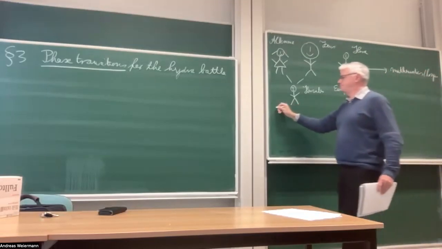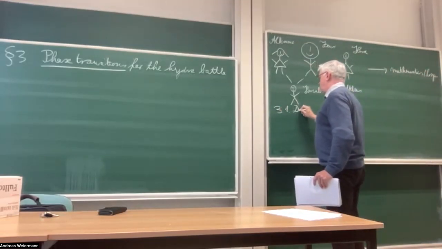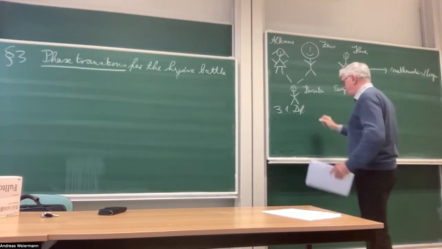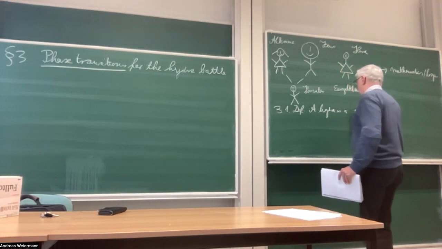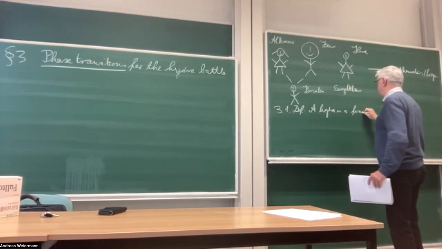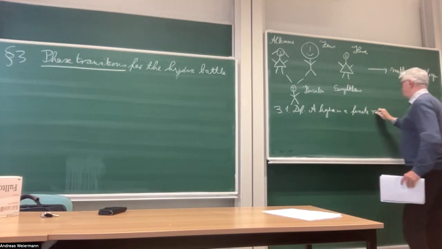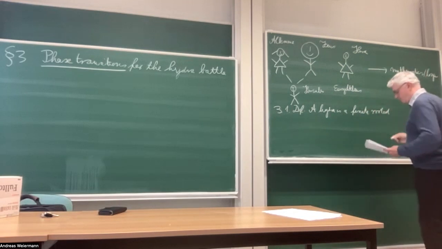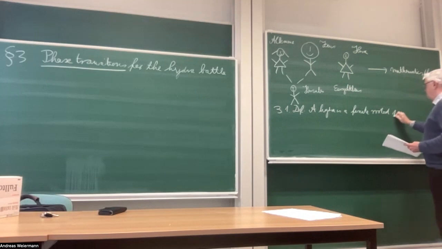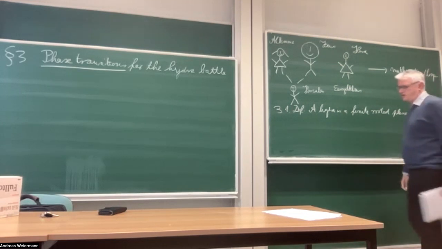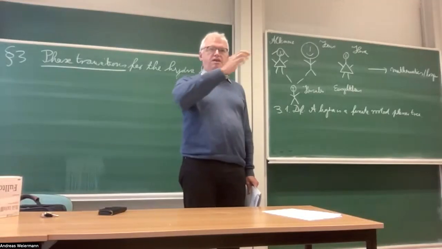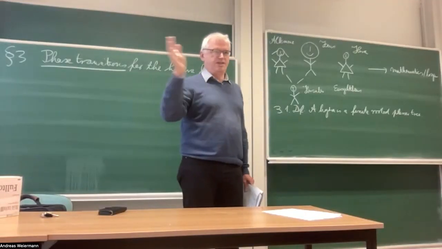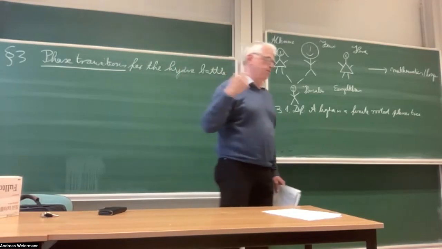So 3.1, Definition. So what is the Hydra? The Hydra is a finite rooted planar tree. So planar tree just means when I draw the tree on the board, there's a direction between the immediate subtrees from the left to the right, and this ordering is somehow to be respected.